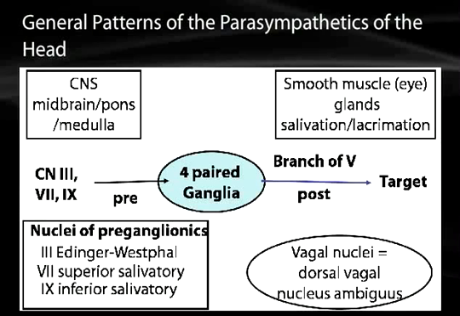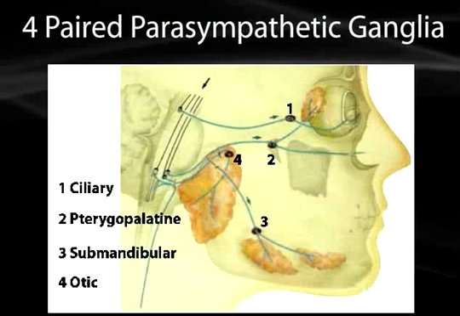And they'll be coming off with the cranial nerve 10 that has vagal nuclei, which would be the dorsal vagal nucleus and the nucleus ambiguus, and those will distribute all the way down to the splenic flexure, as you recall, but we're going to leave that one alone because we've talked about it significantly already. Let's turn our attention to the four paired parasympathetic ganglia.